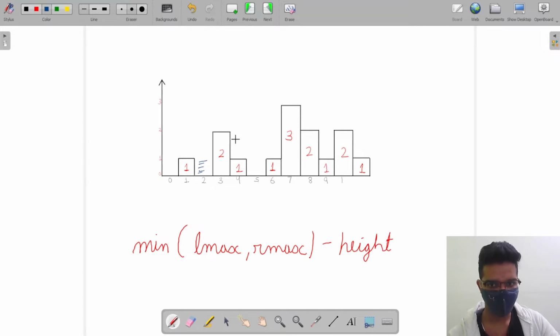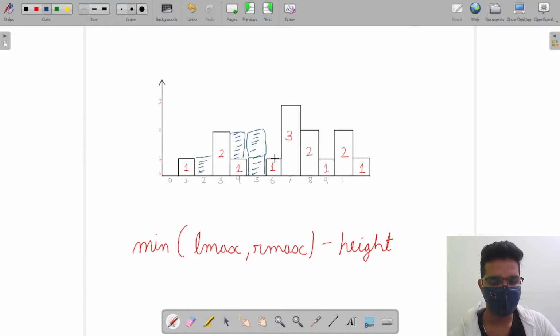At 1, right max is 3, left max is 2. Whichever is smaller minus my own height, so I can store 1 unit here, right? At the 5th index, right max is 3, left max is 2. 2 is the minimum, minus my own height, that is 0. So I can store 2 units of water here. So that's 1, right? Total 2 units of water.